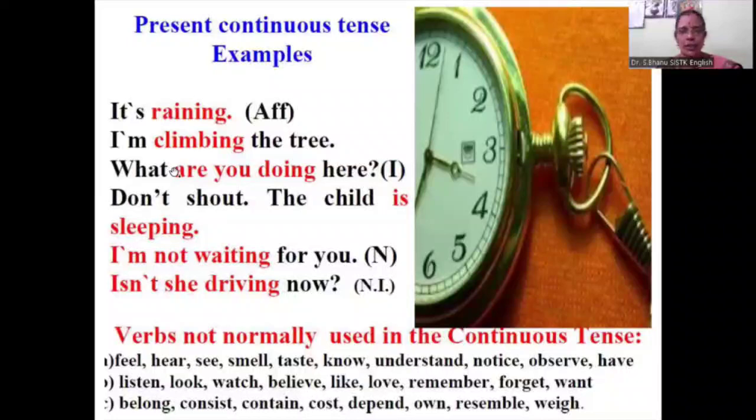So what are you doing here? And what are the verbs that are not normally used in the continuous tense? See, we do not say, I am feeling cold. You don't say like that. That is grammatically wrong. You should say, I feel cold. I feel headache. You are not supposed to say, I'm hearing music. I hear music. Yeah, I hear music now.